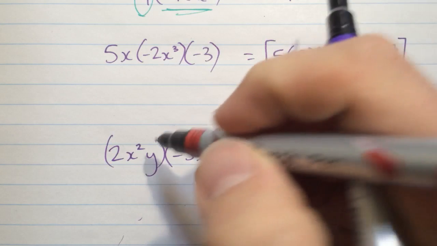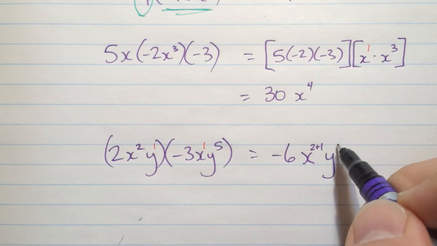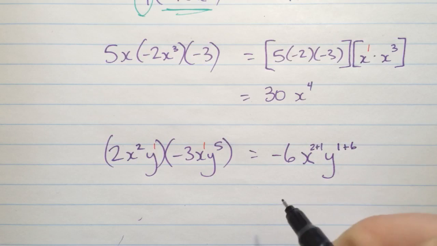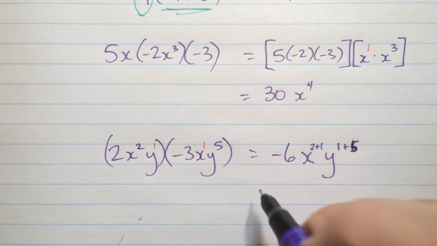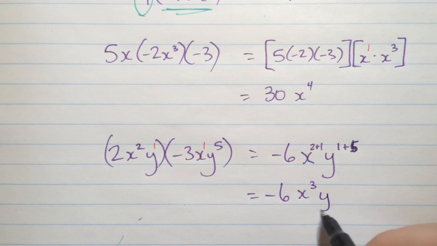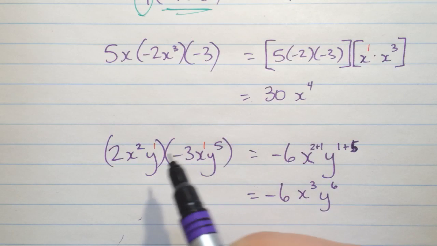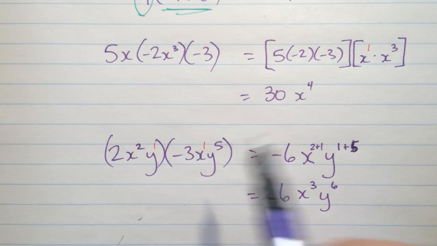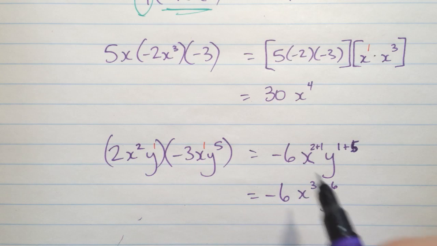And on the y, oh look, another understood 1. 1 y here and 5 of them there. That's 1 plus 5 is the exponent. So altogether that gives us negative 6 x cubed y to the exponent 6. Now when you get good at these, you can quickly look and count. 2 times negative 3 is negative 6. How many x's? 2 plus 1 is 3, and you would just write down x cubed. How many y's? 1, and 5 more is y to the exponent 6.